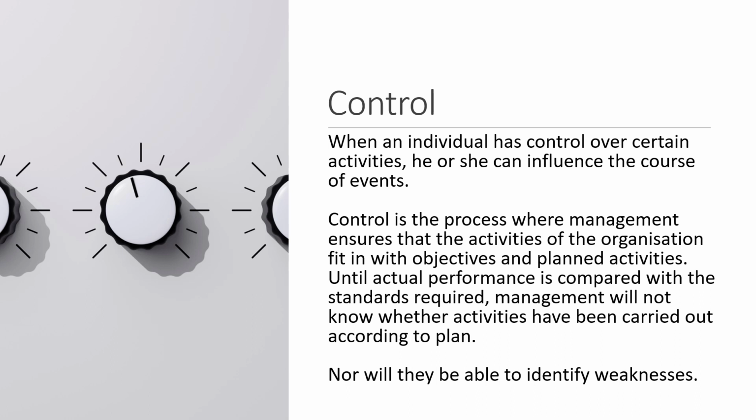The final step in risk management is control. When an individual has control over certain activities, they can influence the course of events. Control is the process where management ensures that the activities of the organization fit in with objectives and planned activities. Until actual performance is compared with the standards required, management will not know whether activities have been carried out according to plan, nor will they be able to identify weaknesses.